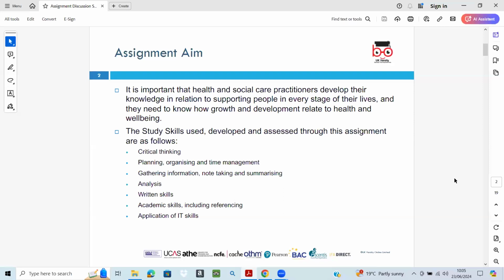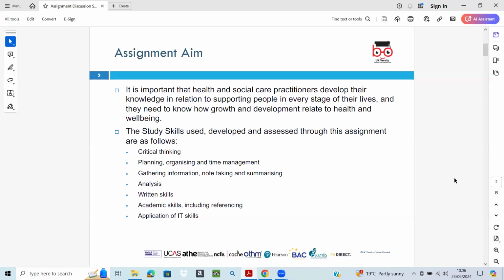For the assignment aim, we can say that as a health and social care practitioner, it is vital that we expand our understanding of how to support individuals at all stages of life while recognizing the connection between growth, development, and overall well-being. So this assignment aims to enhance your knowledge and skills in this area, focusing on various study skills crucial for your professional growth.